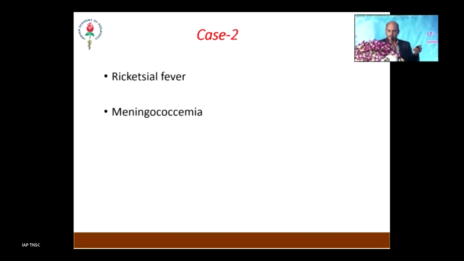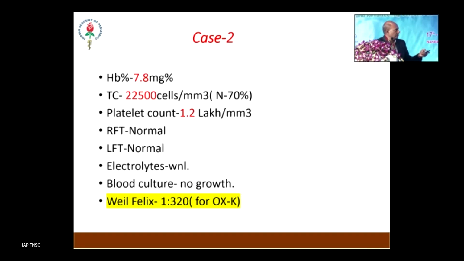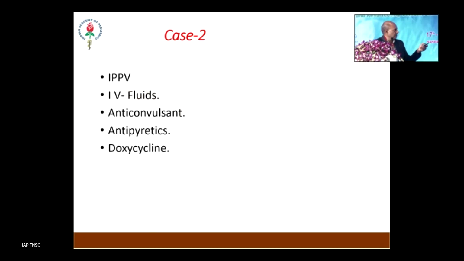Previously, we used to think of meningococcemia as a differential diagnosis. But in the last 1.5 decades, we have come across a lot of cases of rickettsia. So diagnosis was not a major issue here. This child we diagnosed as rickettsial fever, and investigations showed anemia, leukocytosis, a platelet count of 1.2, and Weil-Felix OXK, that is Proteus OXK, of 1:320. Even though there are a lot of pitfalls in the interpretation of Weil-Felix, it is a very easily available test everywhere. So we diagnosed rickettsial fever.